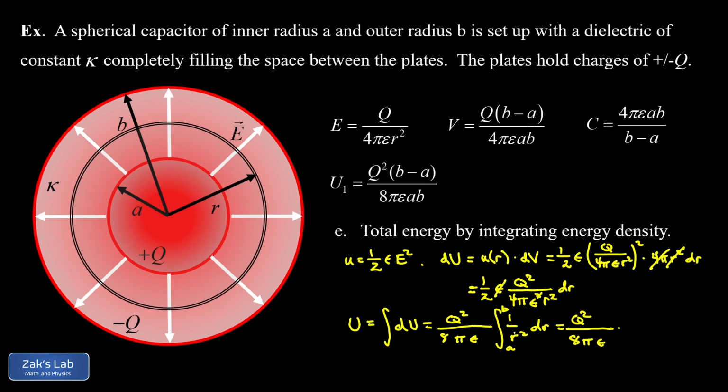So again, when I integrate 1 over r squared, I end up with a negative 1 over r. And I do the same trick when I sub in the upper and lower limits, and I get the same thing I got before, 1 over a minus 1 over b. And I'm going to get a common denominator there. And so this fraction subtraction in here simplifies to (b minus a) over ab. And I end up with Q squared times (b minus a) over 8 pi epsilon ab.